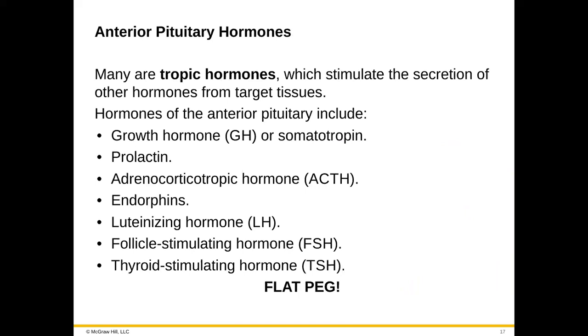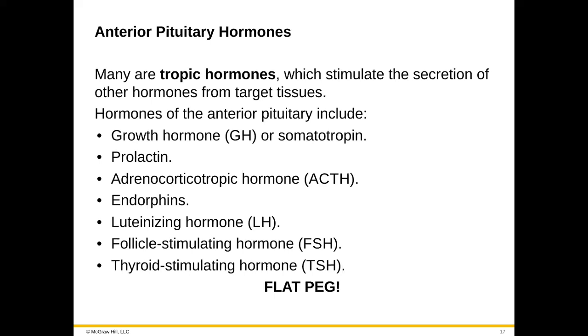So now, talking about the anterior pituitary hormones, many of these are what we refer to as tropic hormones. That just means that one hormone stimulates the secretion of another hormone, and that hormone acts on another endocrine organ. So hormones of the anterior pituitary include growth hormone or somatotropin, prolactin, adrenocorticotropic hormone, endorphins, luteinizing hormone, follicle stimulating hormone, and thyroid stimulating hormone.